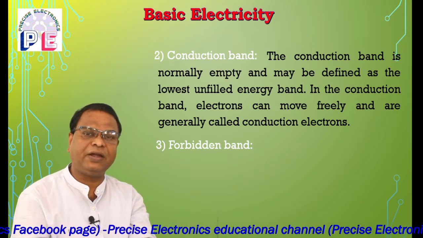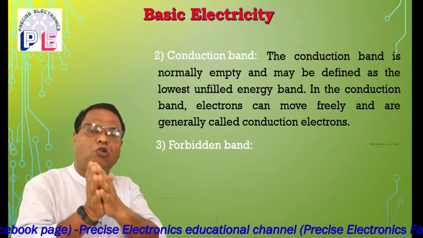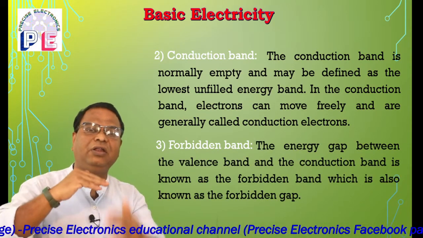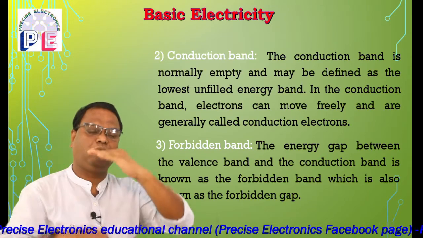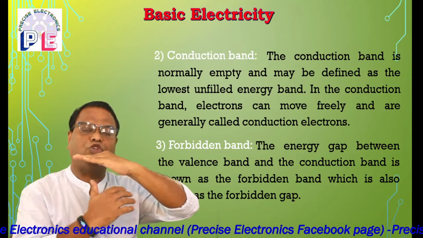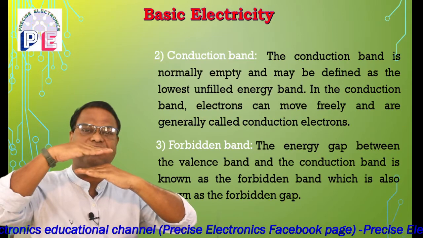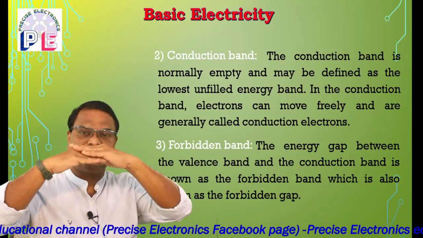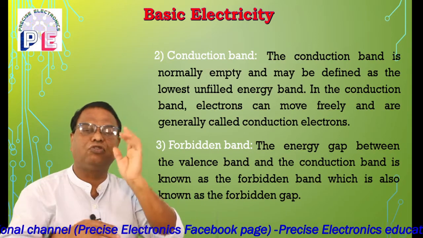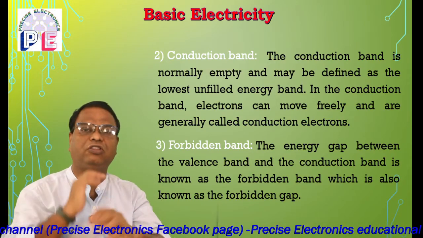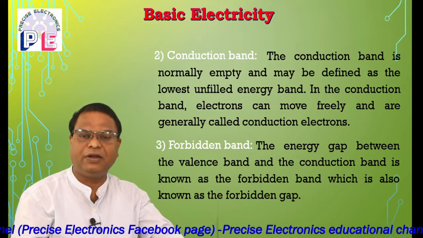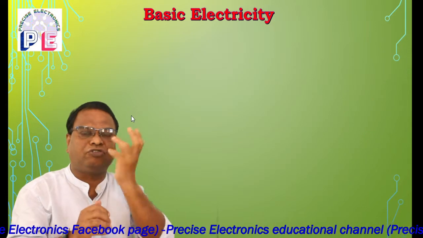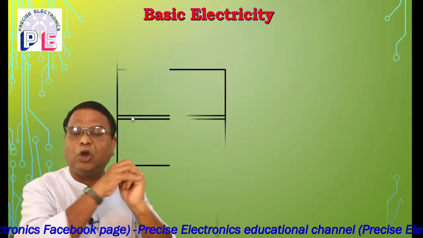What is forbidden band? The forbidden band is also known as forbidden gap. So basically it is a gap between valence band and conduction band. Suppose this is valence band which occupies more electrons. This is conduction band which is almost empty, and there is a gap between the conduction band and valence band, and this gap is known as forbidden gap, or this band is known as forbidden band. Now friends, the structure of bands is going to be displayed on your screen.